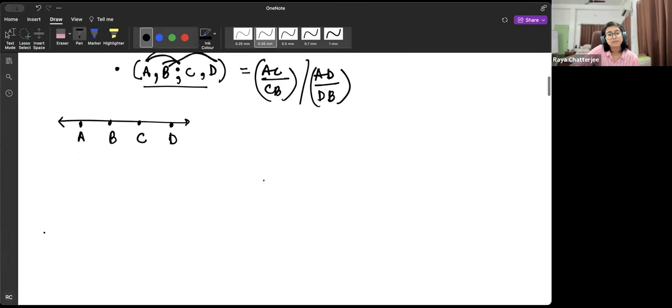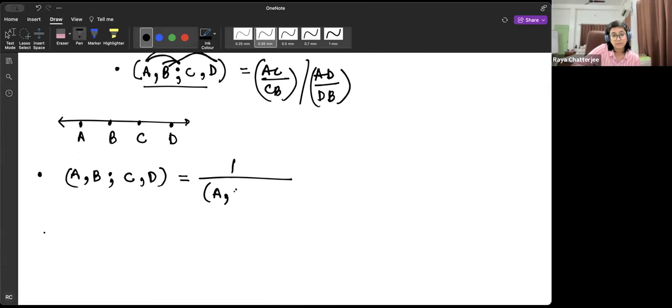A few properties about cross ratios are: if you look at the cross ratio (A, B; C, D), then that is going to be equal to the inverse of the cross ratio (A, B; D, C).